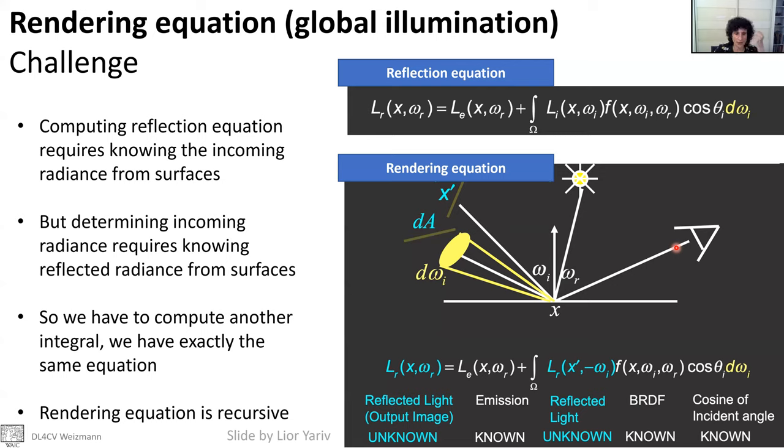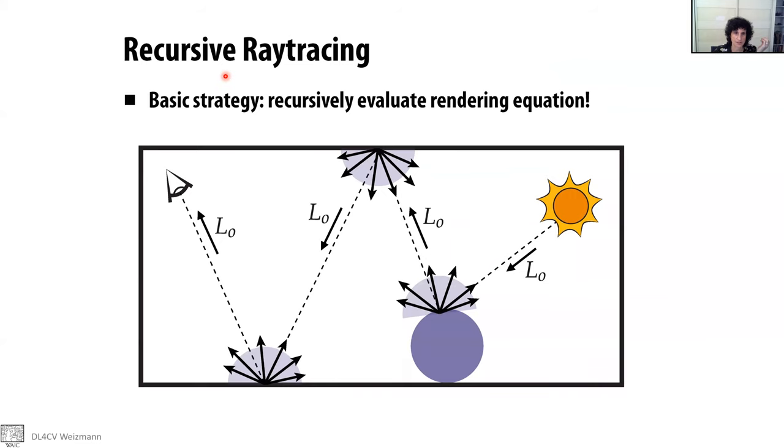Great. So the rendering equation is a recursive equation, and you can see it from here. Just an illustration. This is the eye, this is the camera. I would like to understand in this direction what happens. So I have to take into account all these directions. But each such direction has to take into account all these directions. It becomes exponential, like you said a minute ago. So, of course, it's not realistic.